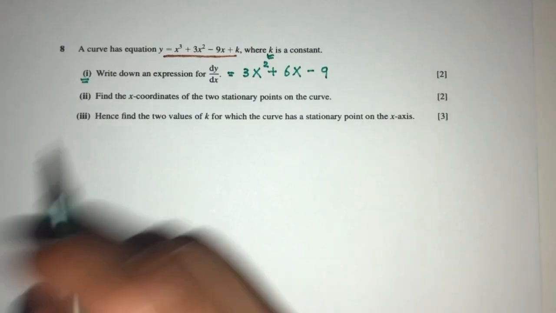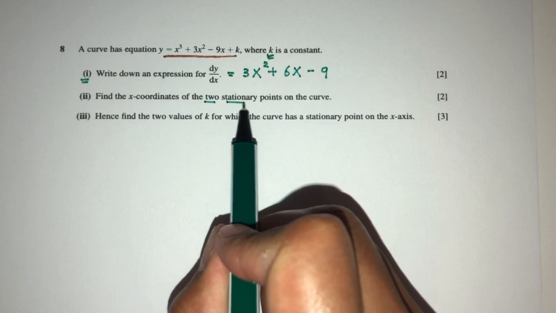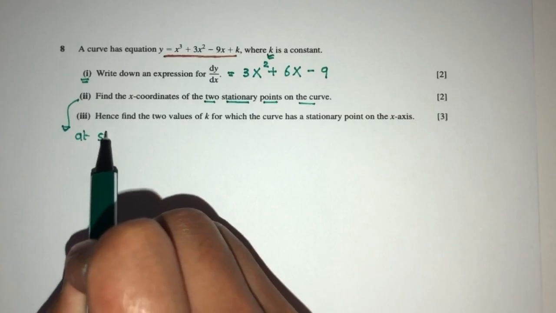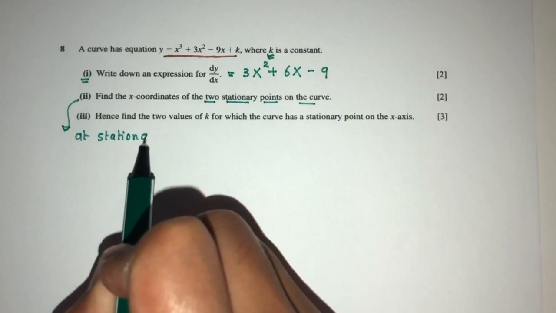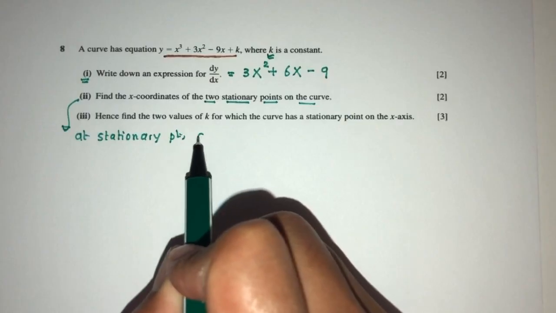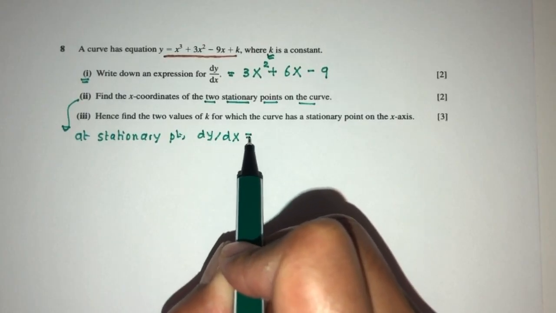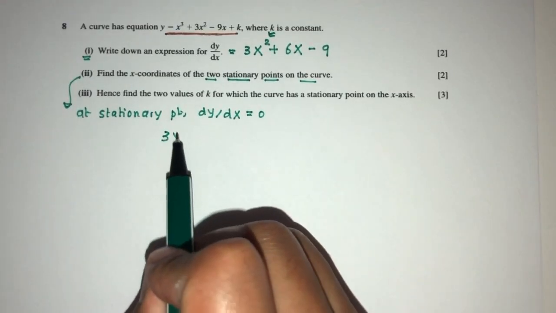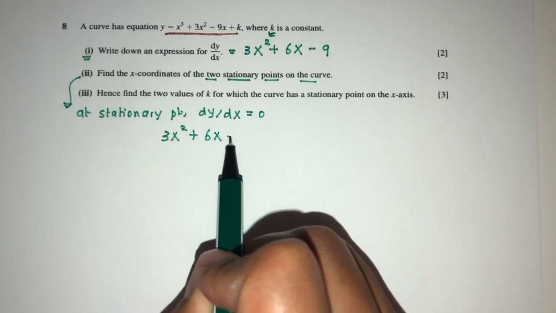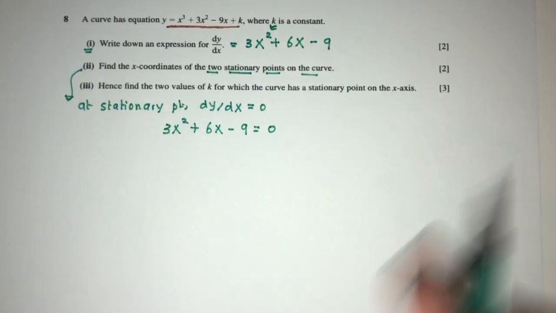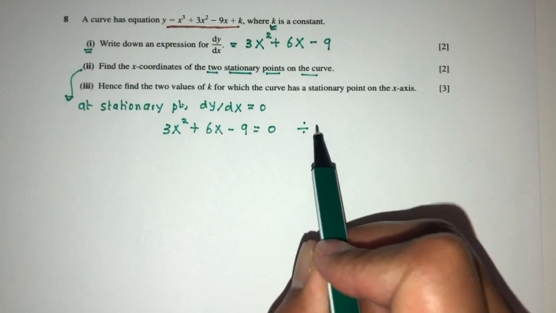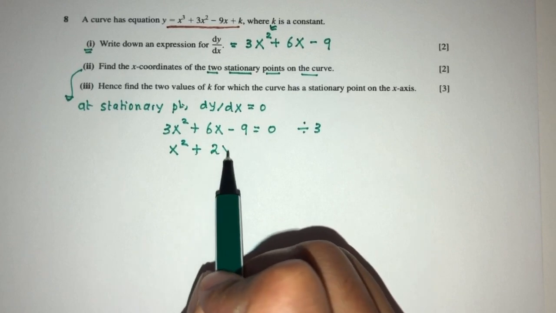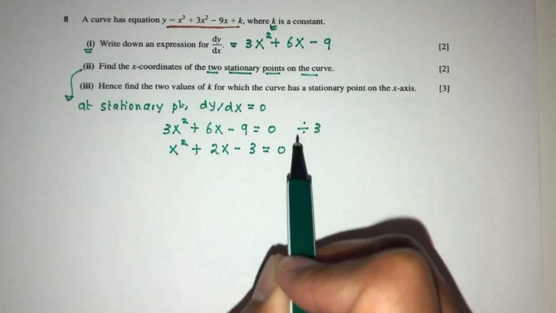Now part 2, find the x value of the two stationary points on the curve. Pretty easy. We have to understand that at stationary points, dy by dx has to be 0. So that's where we are going to lead the question to. We know dy by dx is 3x squared plus 6x minus 9 has to be 0. Now, since everything is divisible by 3, we can divide by 3. You will have x squared plus 2x minus 3 has to be 0. Now we can factorize.